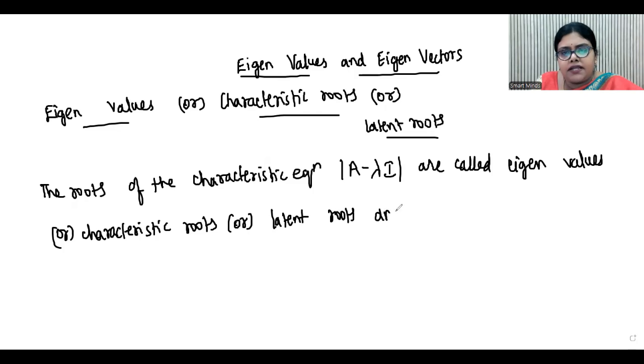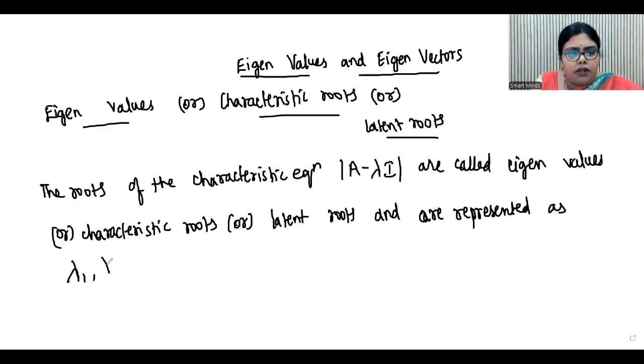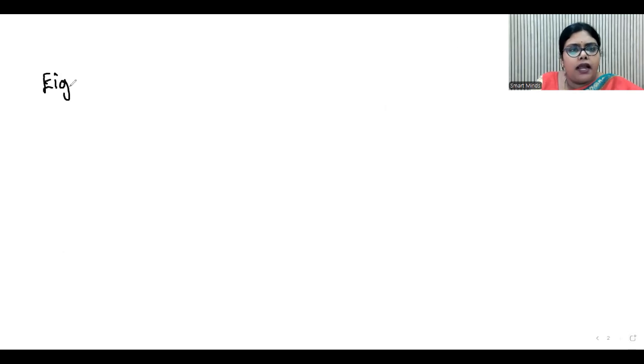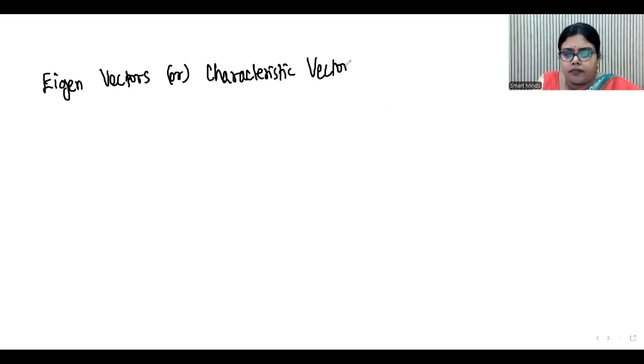And how do we represent it? They are represented as lambda 1, lambda 2, so on, up to lambda n. So this is the definition of eigenvalues. Now let us see what do you mean by eigenvectors. Eigenvectors are also called as characteristic vectors, or also called as latent vectors.